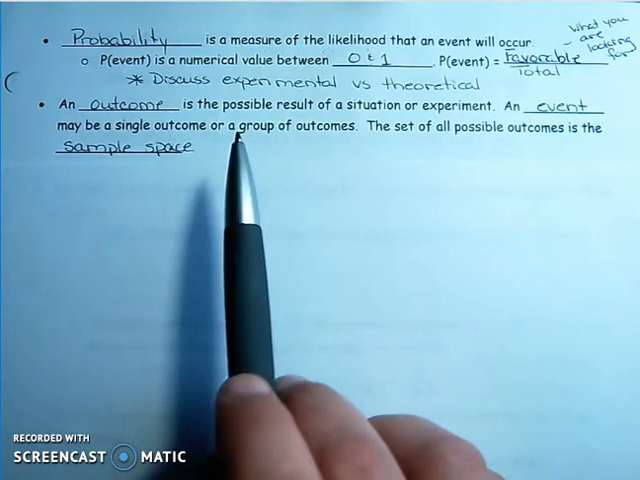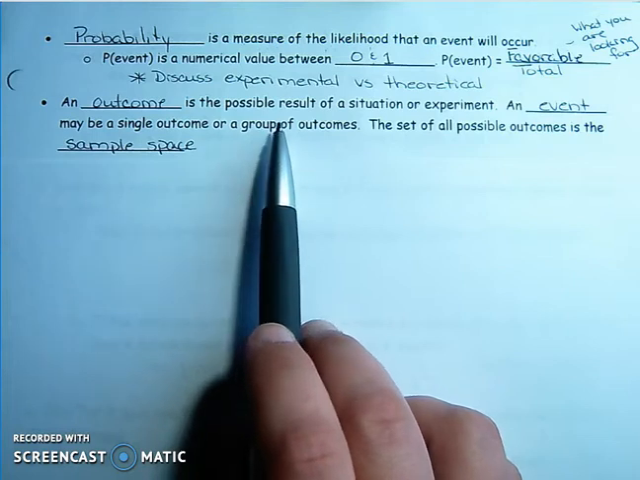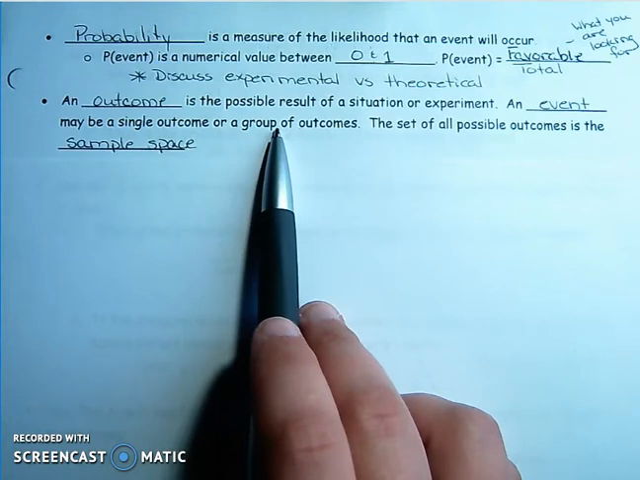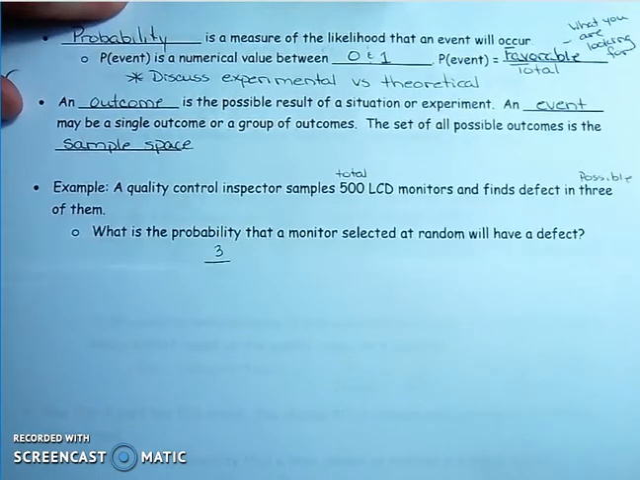An outcome is a possible result to a situation or experiment, so that would be your heads or tails. The event itself can be a single outcome or a group of outcomes. And then the set of all possible outcomes are your sample space. So let's look at example 1.